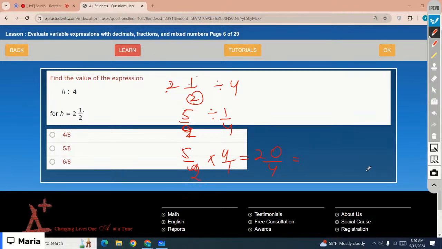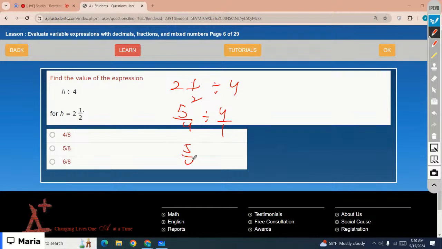Hold on. 2 whole 1 over 2 divided by 4, right? 2 times 2 is 4, and 4 plus 1 is 5 over 2. Divided by 4, you have the denominator 1. That is 5 over 2, sorry, 5 over 2 multiplied by 1 over 4, that is 5 over 8. Yes, the correct option is option number 2, that is 5 over 8.